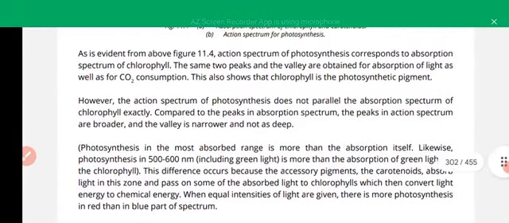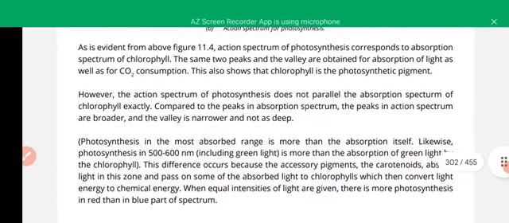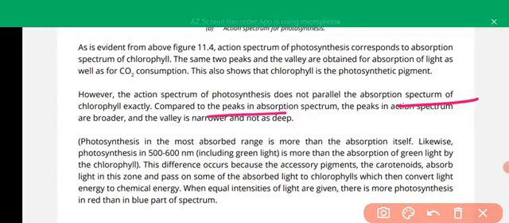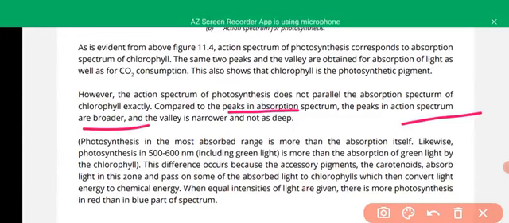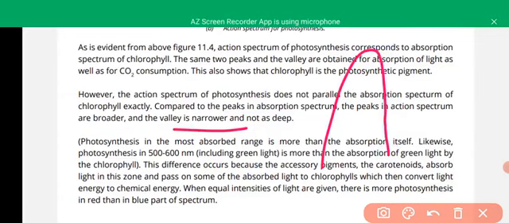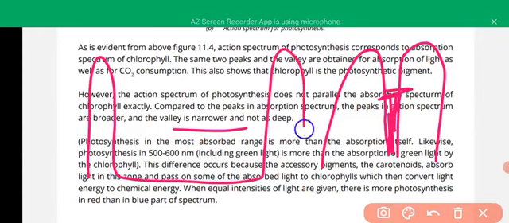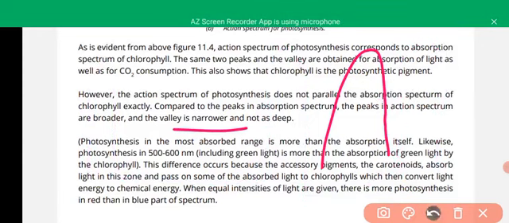Then we come to the difference between the action spectrum and the absorption spectrum. Compared to the peaks in the absorption spectrum, the peaks in the action spectrum are broader, and the valleys are narrow and not deep. The absorption spectrum and the action spectrum look like this.